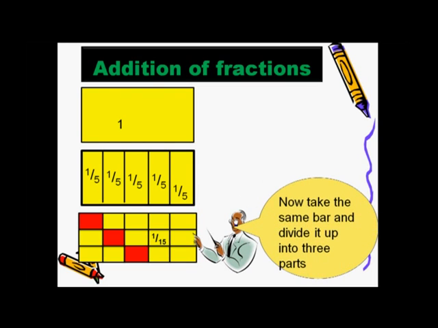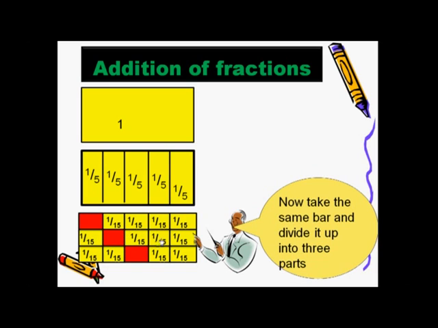Now take the same bar and divide it up into 3 parts. What are we going to have then? Now note, if you count each part, you'll get what? 1 out of 15. So it's 1, 2, 3, 4, 5, 6. 1, 2, 3, 4, 5. So it's not 6 but what? 5. So it's 1, 2, 3, 4, 5.